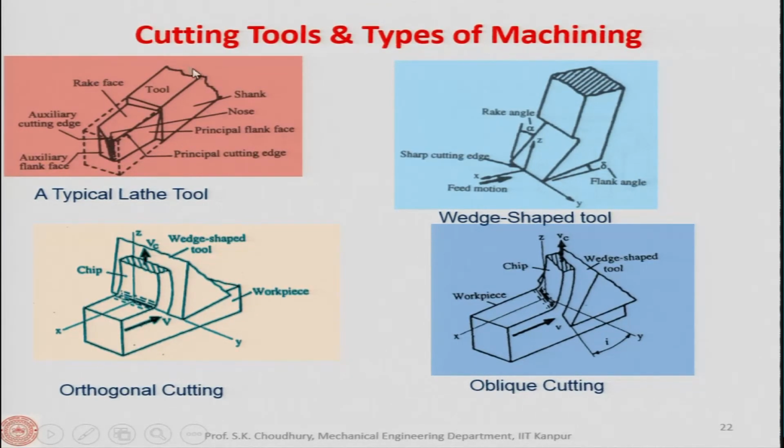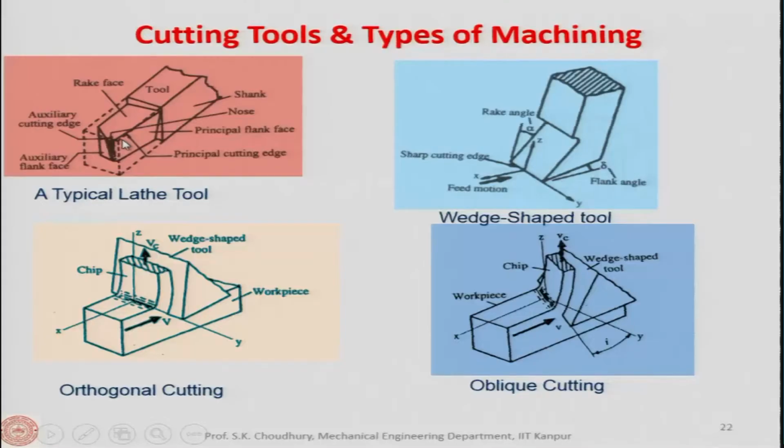Now, here this portion which is used to clamp the tool in the tool post is called the shank, all right. And here between the principal cutting edge and the auxiliary cutting edge, this is not really a very sharp edge, and normally a nose radius is given. That portion is called the nose, and the radius which is given is called the nose radius of the tool. Later I will explain to you why nose radius is important. Okay. This is a 3-dimensional tool, as you can find out from the pictorial view of this tool.